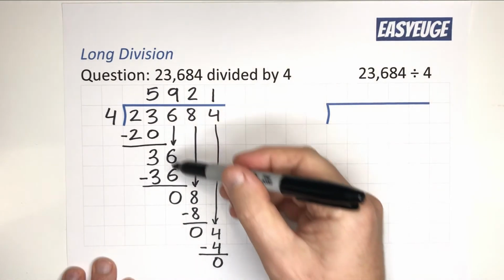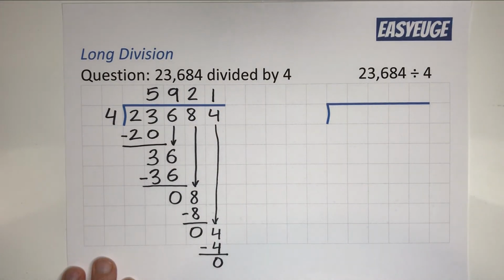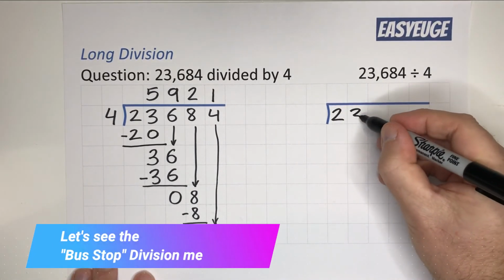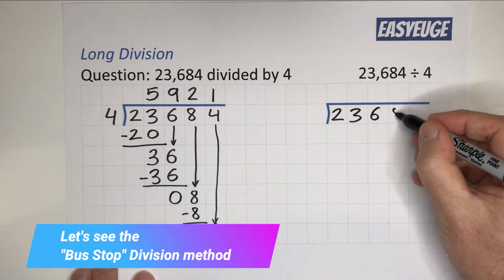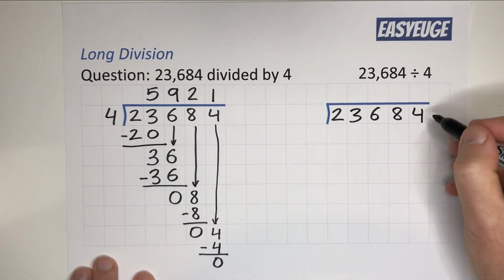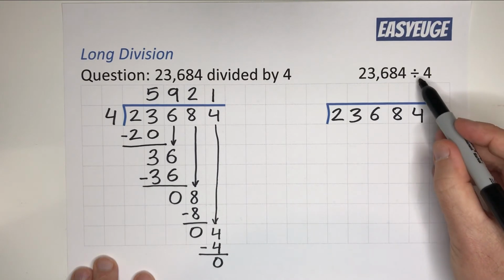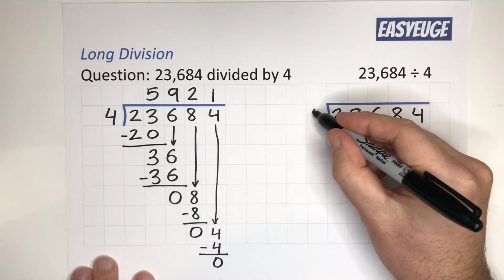Okay, quite a long way of doing it. This is why they call it long division. Let me show you the bus stop method now, which is super fast, super simple. Let's write that number again, 23,684, and we're going to divide by the number 4.